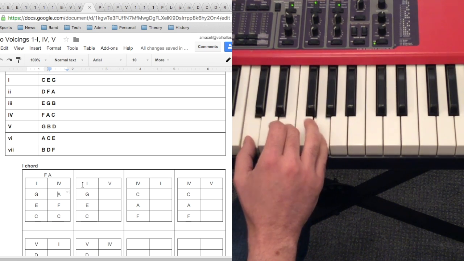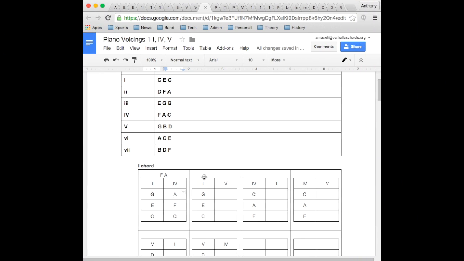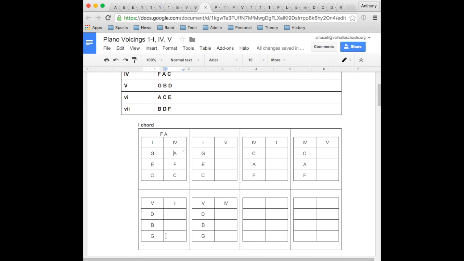So now what you have to do is go through the same process, and see if you can find the common tones and create smooth voice leadings.